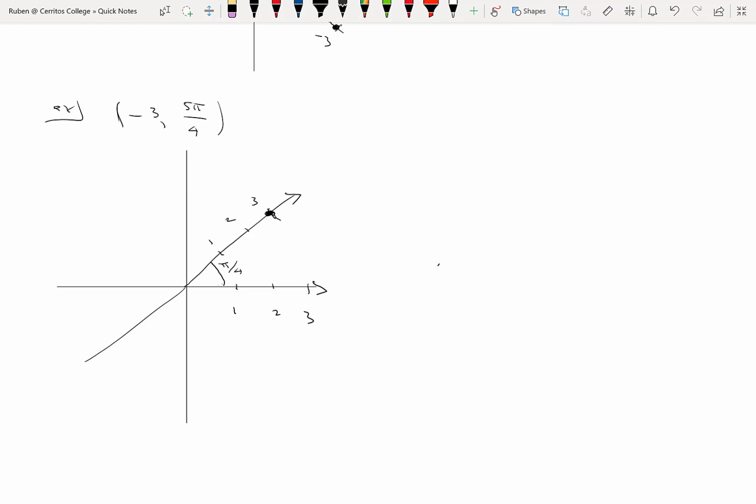Okay, so let's do that. Let's consider the new point, -3 and 5 pi over 4.